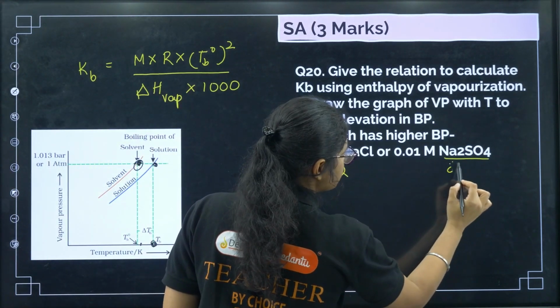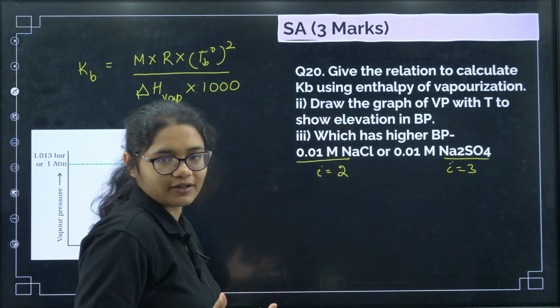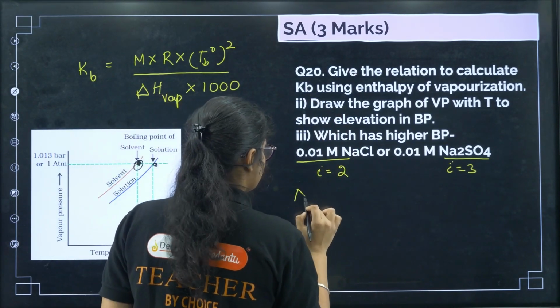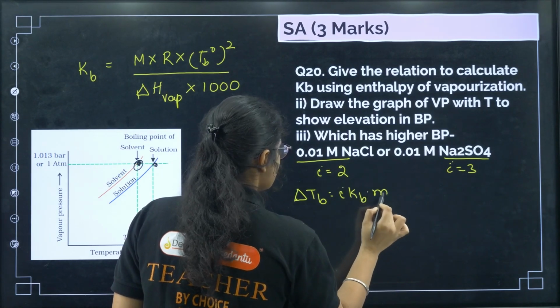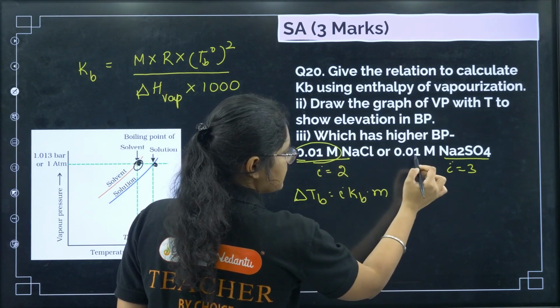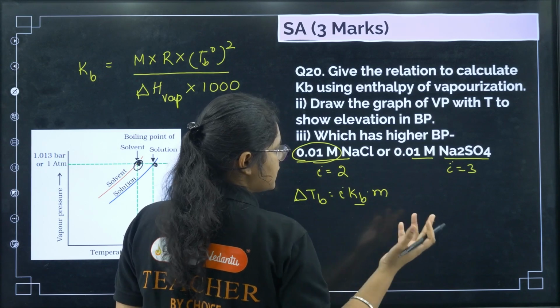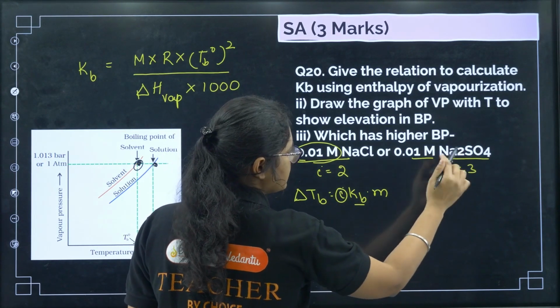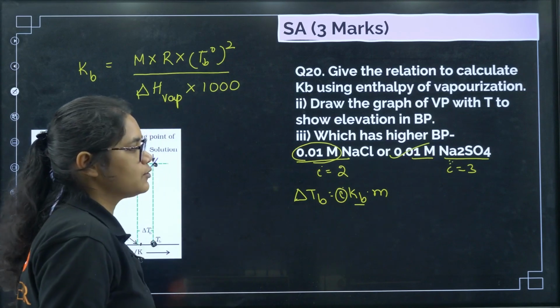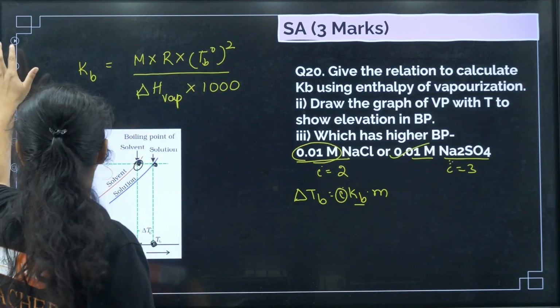Next, which has the higher boiling point? Here you can see the i value is 2 and here the i value is 3, right? i is your Van 't Hoff factor. We have this formula: delta Tb is equal to i into Kb into m. The molal concentration is the same here. Kb will be the same because both are aqueous solutions. So the i value is more here, so definitely the boiling point will be higher for 0.01 m Na2SO4.